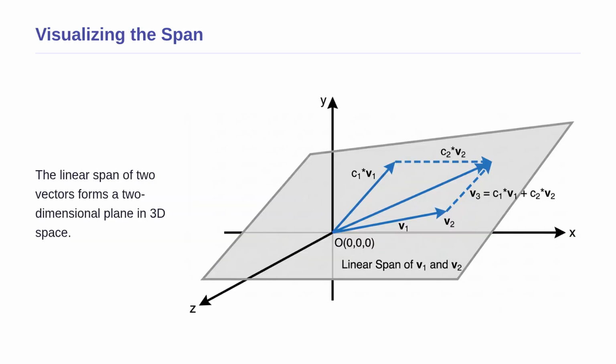Let us visualize this formula in action. Here, we are looking at a three-dimensional space. We start with just two arrows, labeled as V1 and V2, pointing in different directions from the origin. By stretching, shrinking, and adding these two arrows in every possible way, we can reach any point on the flat shaded surface shown in the image. This flat surface is a two-dimensional plane, and it represents the complete linear span of those two starting vectors. Notice that we cannot reach any point above or below this flat plane using only these two vectors.